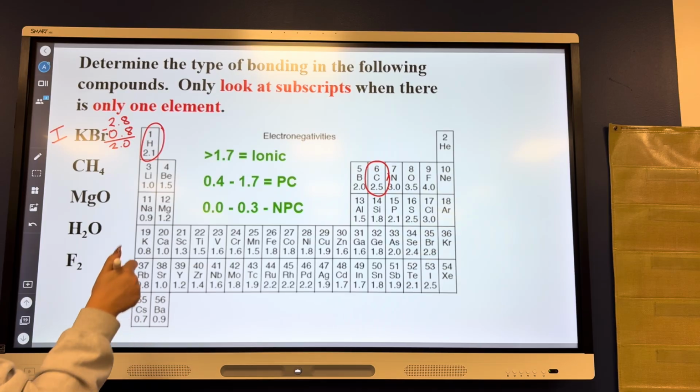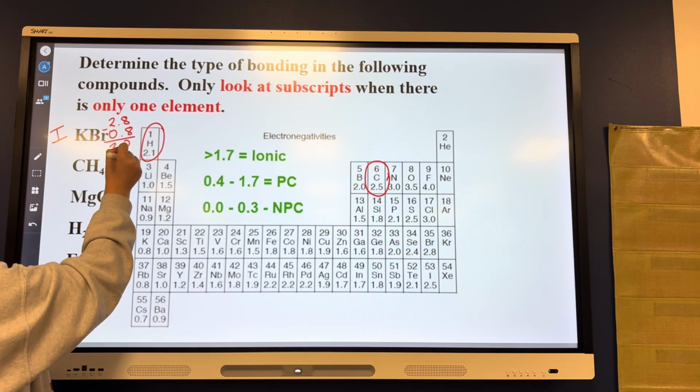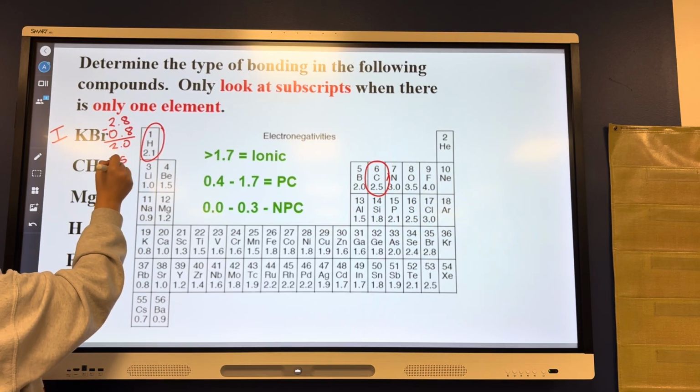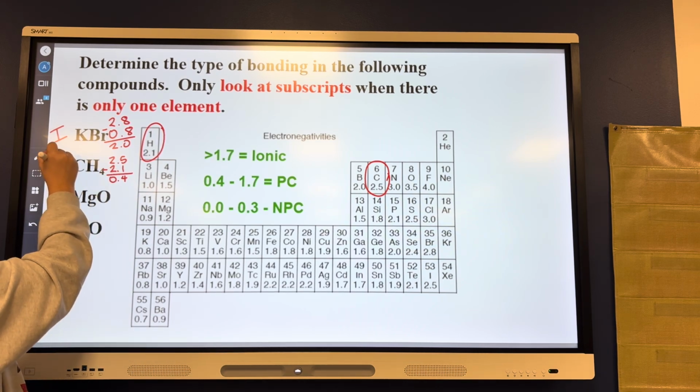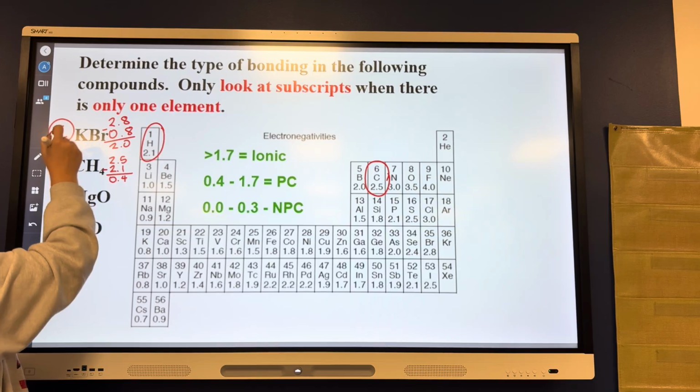So for CH4, carbon is 2.5, hydrogen is 2.1. We find the difference, which is 0.4. That makes this polar covalent.